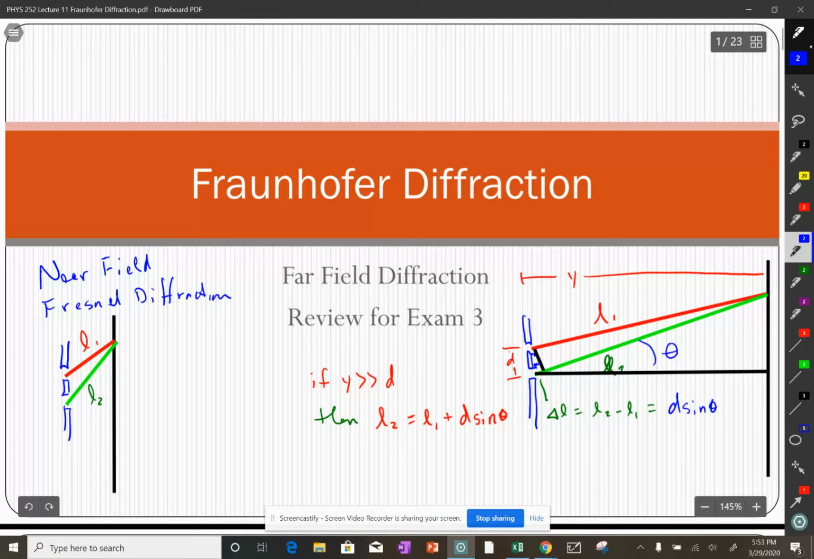So this is the far field solution, which was solved by Fraunhofer. So we're only going to do the Fraunhofer diffraction, the far field diffraction.